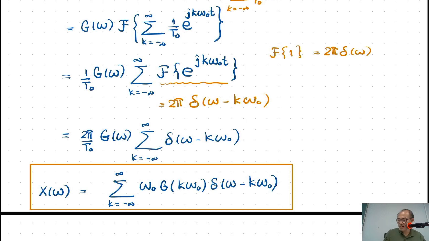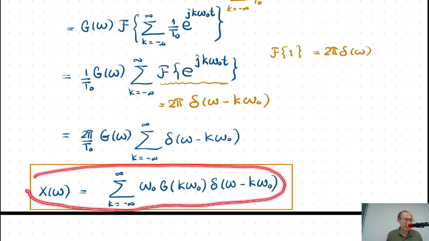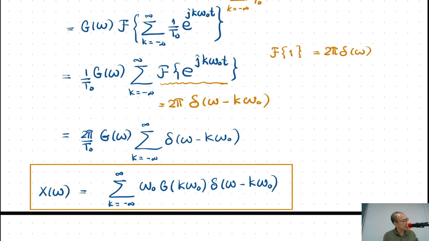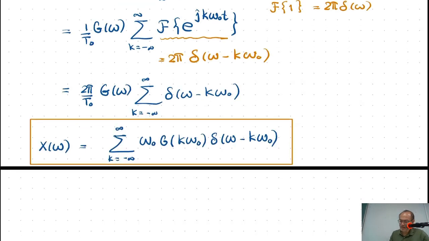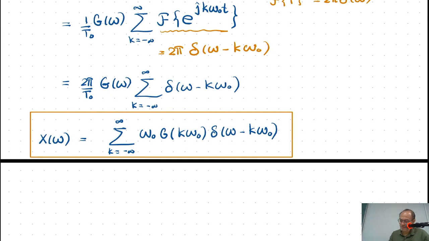What I've been doing is trying to come up with this formula here. Okay, so let's look at an example. Let's try to find the frequency spectrum of a rectangular pulse train.